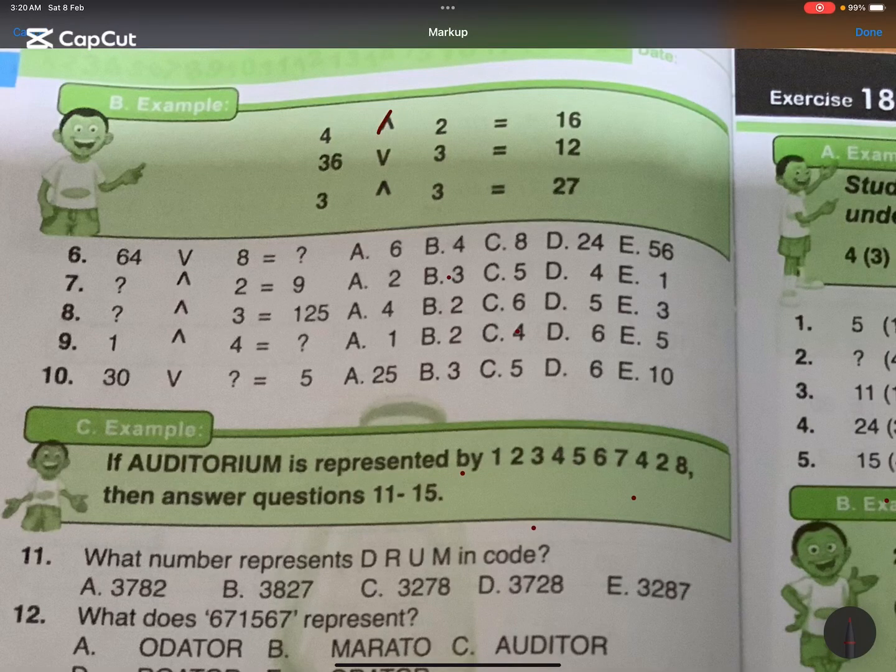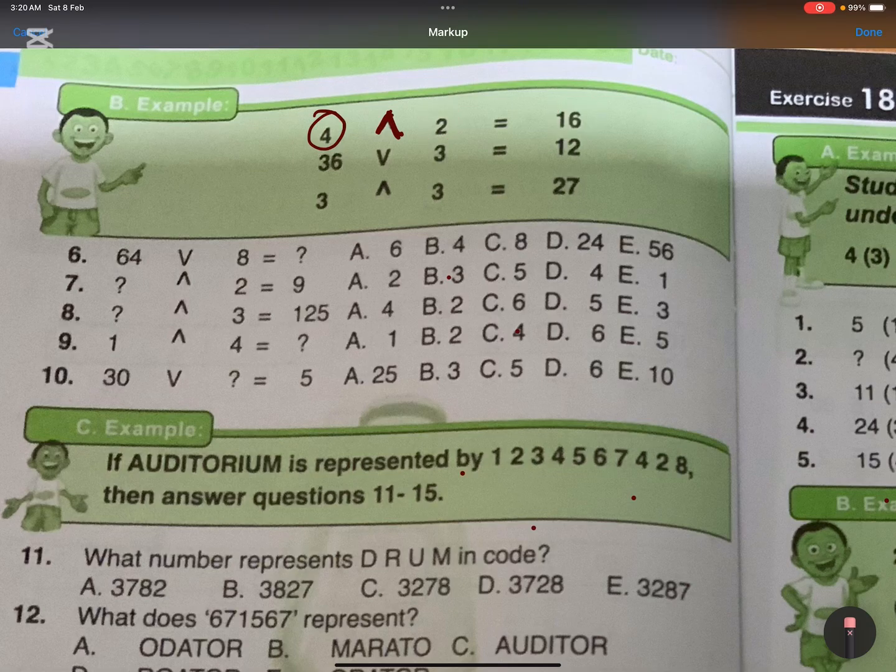If this sign is facing down, then you say 4 raised to power 2. That will give you 16. 4 raised to power 2 simply means 4 times 4, which is 16. That's how you get the 16.